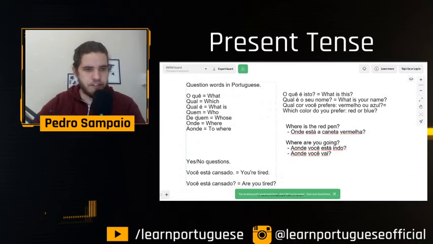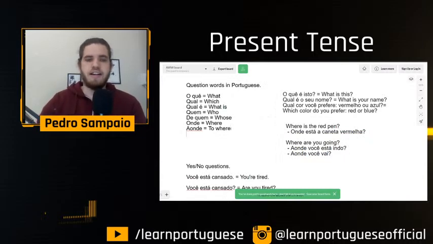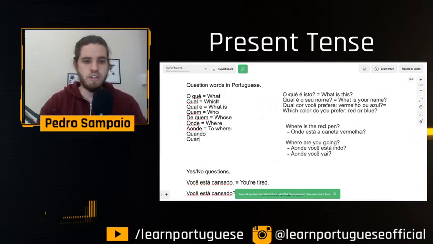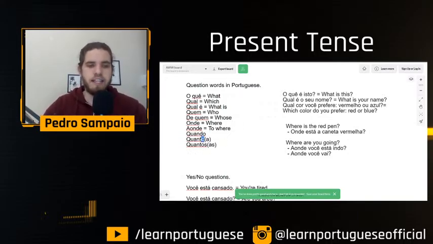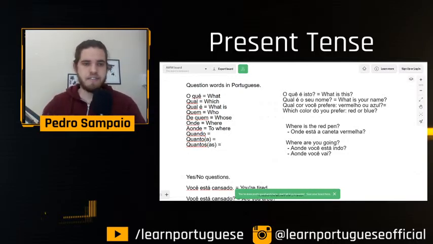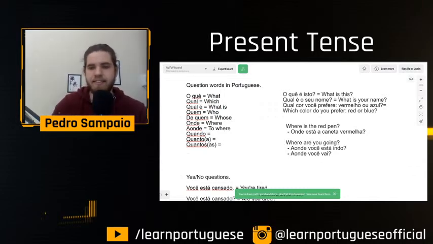1, 2, 3, 4, 5, 6, 7. So let's make it to 10. I got 3 more. "Quando," "quanto," and "quantos." So "quanto" can also be "quanta," and "quantos" can also be "quantas." So these are the last 3 we're going to take a look at today, because I think 10 is quite the number.